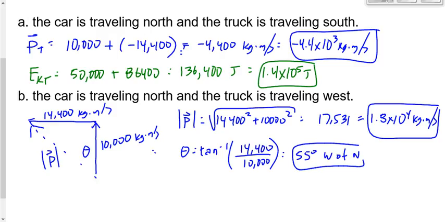Had you drawn the 14,000 first and then the 10,000, then you would have gotten an angle of 35 degrees, but that would have been north of west. This is west of north, that would have been north of west.